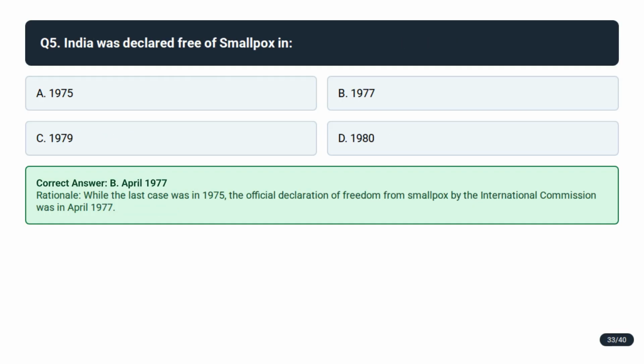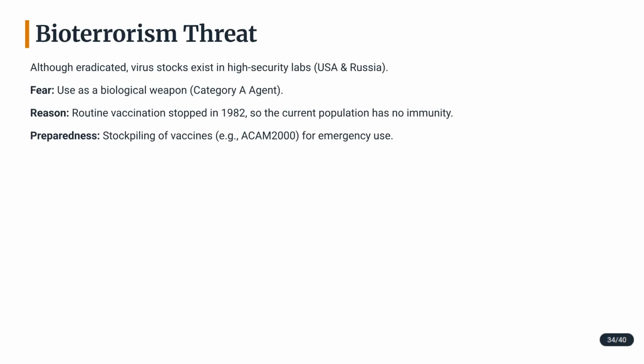Despite eradication, concerns exist about the virus being used as a bioterrorism weapon, classified as a Category A agent. Preparedness involves stockpiling vaccines, like ACAM 2000. Mpox, or monkeypox, is a currently relevant related orthopox virus. The smallpox vaccine offers about 85% cross-protection. Mpox is milder than smallpox and features prominent swollen lymph nodes.